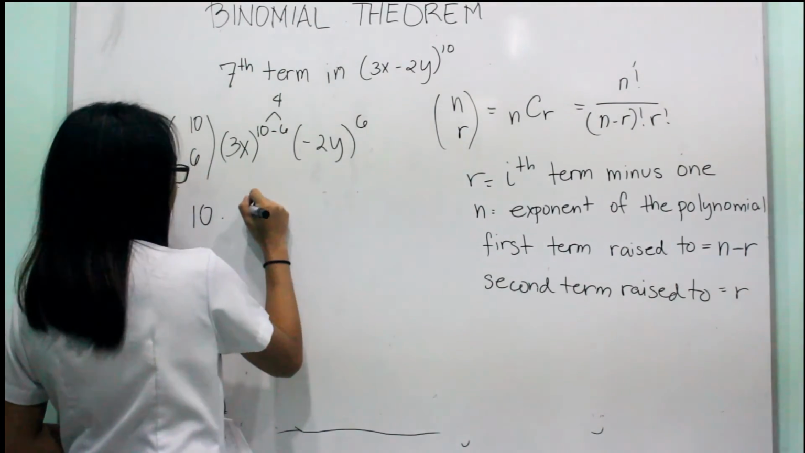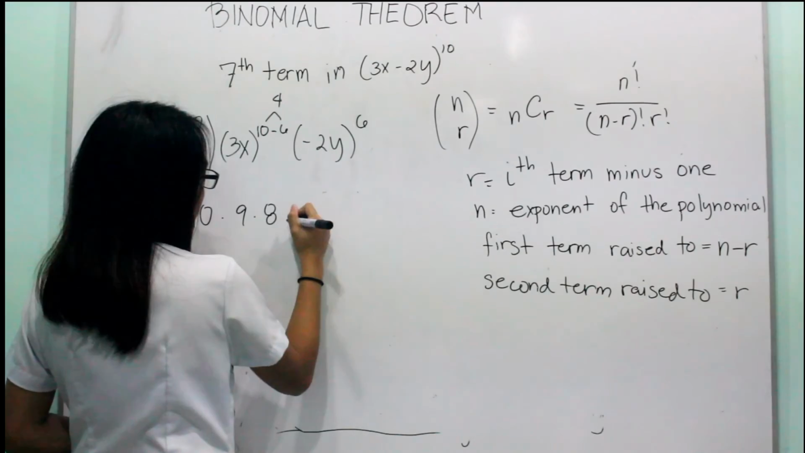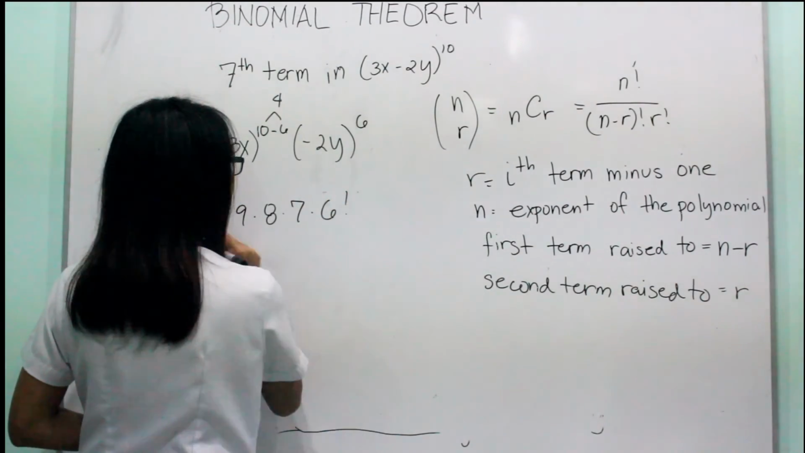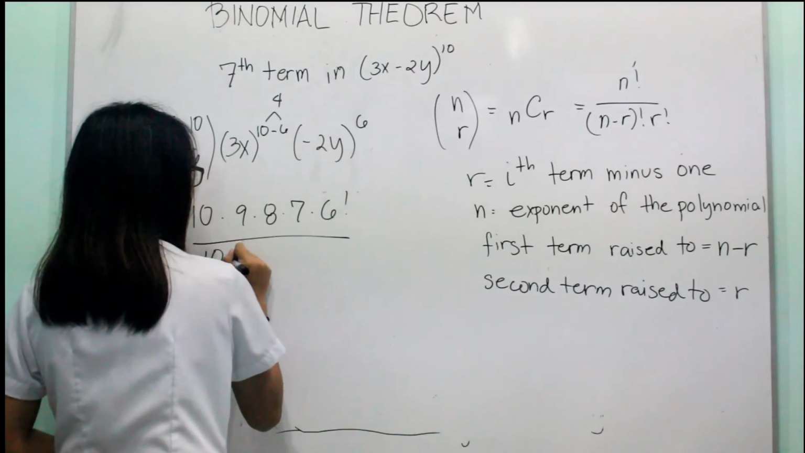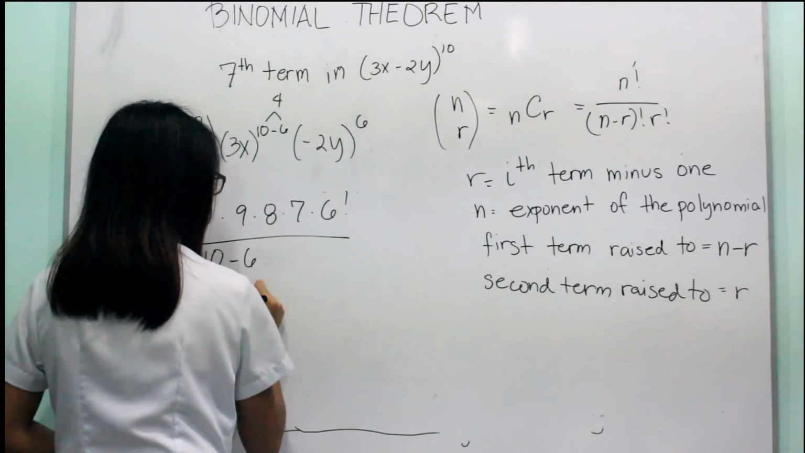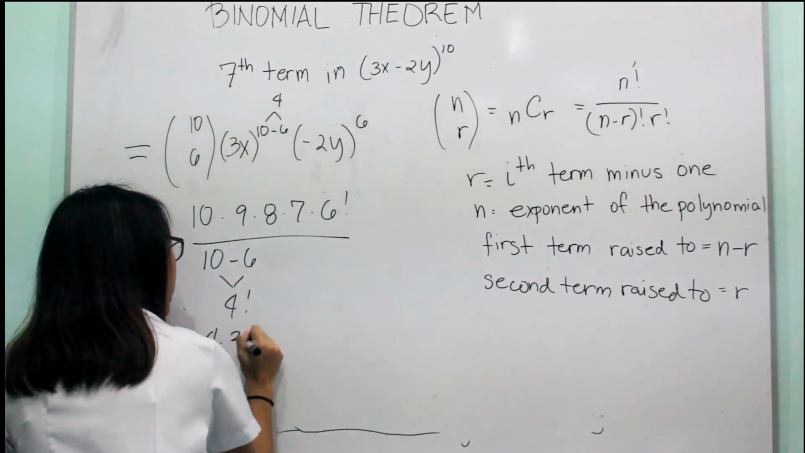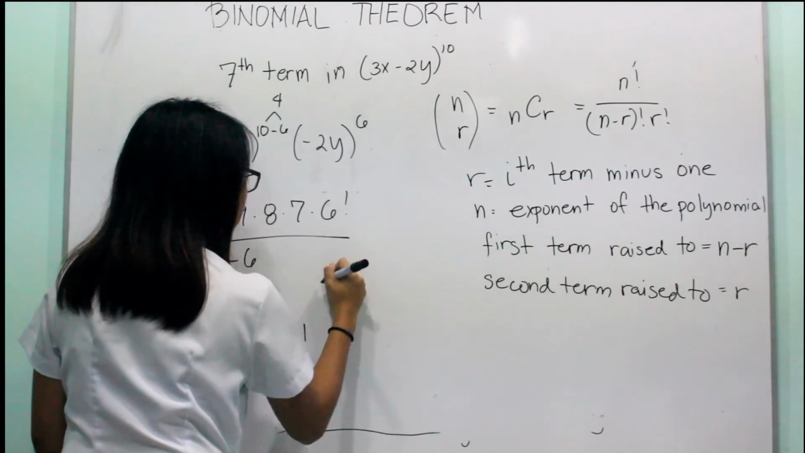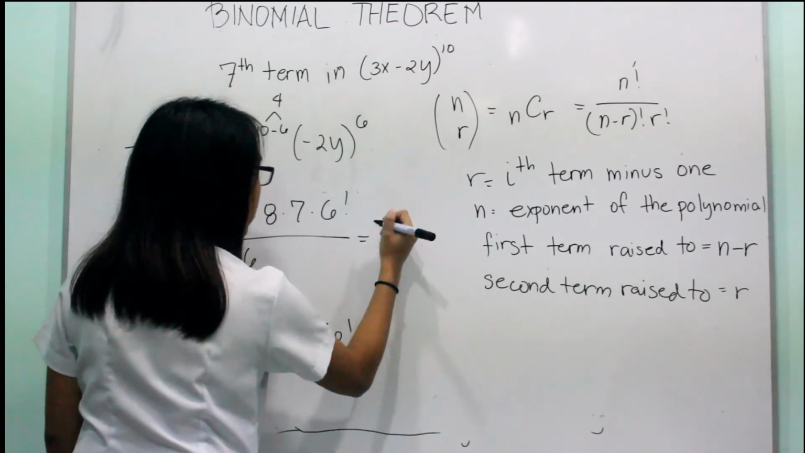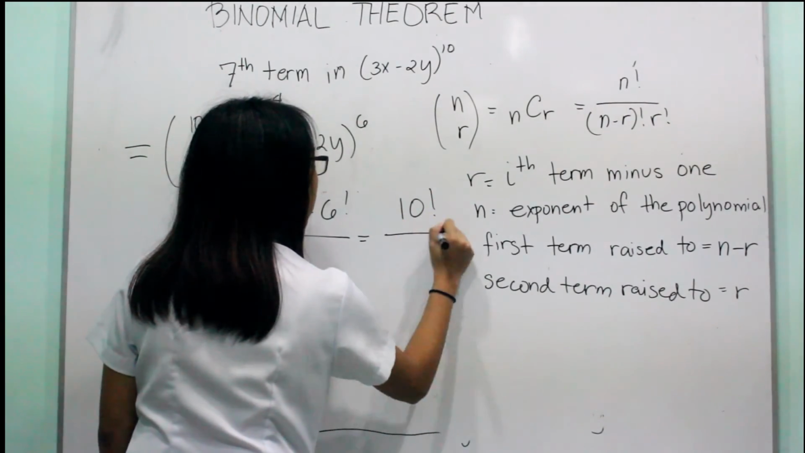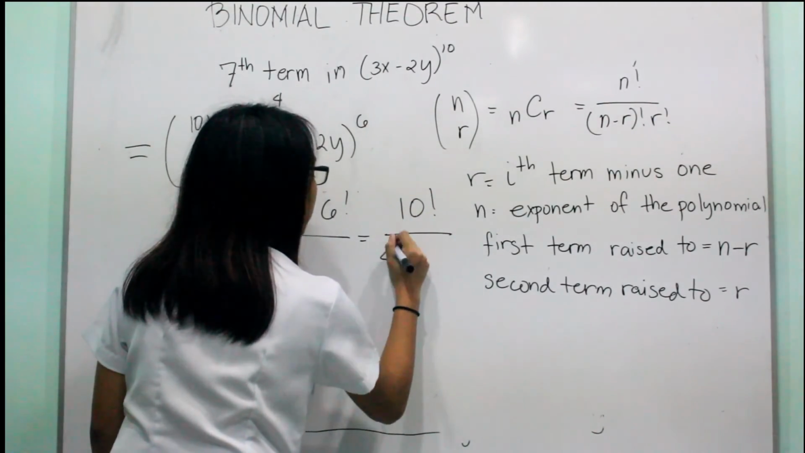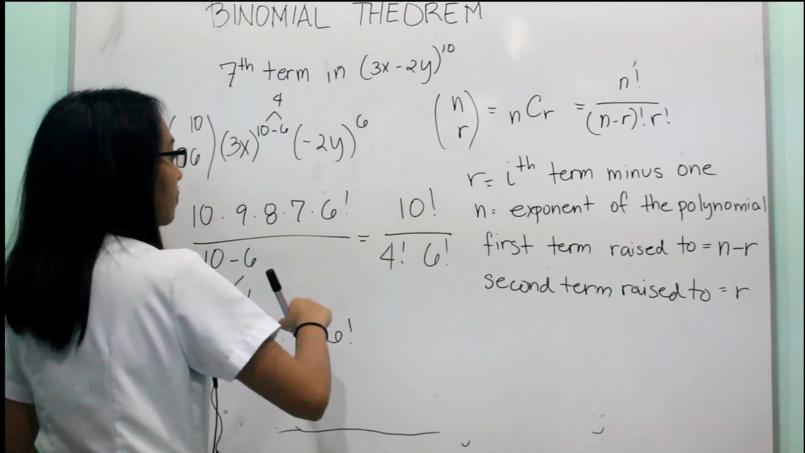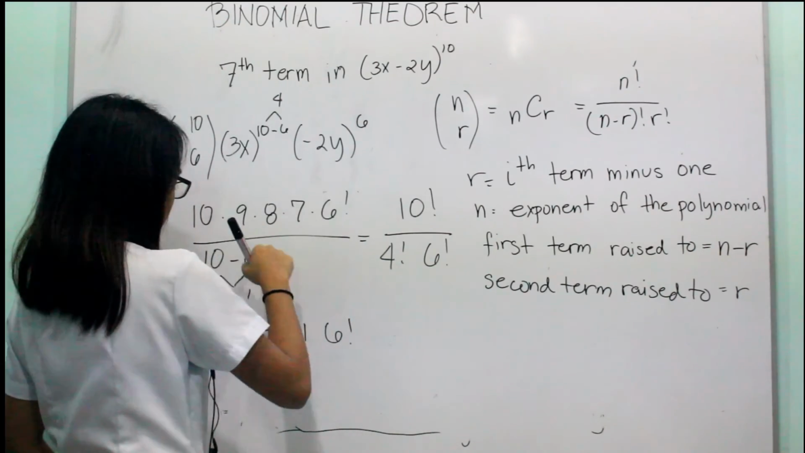So we will do the factorial first. So 10 times 9 times 8 times 7 times 6 factorial over 10 minus 6, 4 factorial, which is 4 times 3 times 2 times 1, and 6 factorial. This is equal to 10 factorial over 10 minus 6, which is 4 factorial, and 6, which is the ith term minus 1. So we would cancel the factorial first.